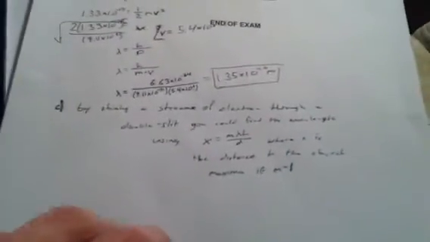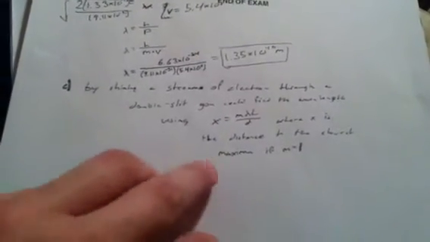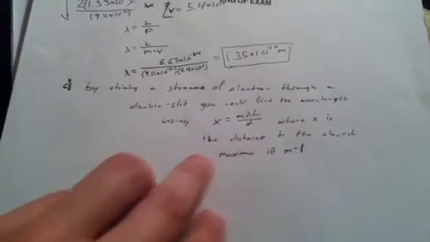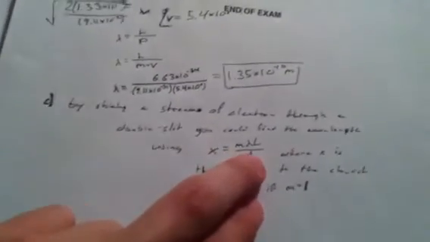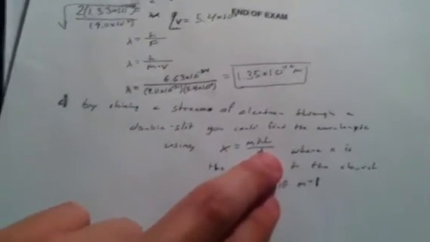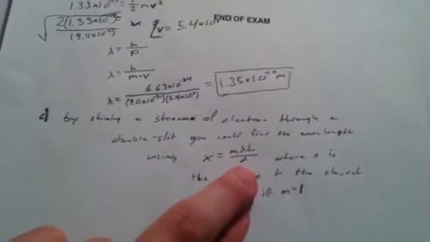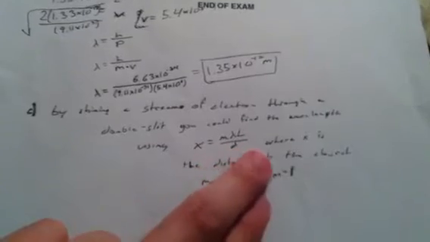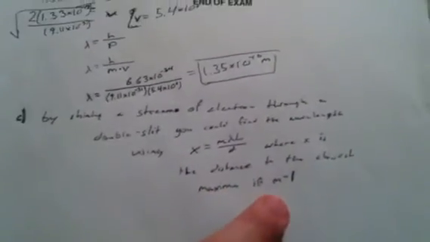And then part C asks to describe an experiment that illustrates the properties of this electron. I said you could shine a stream of electrons through a double slit, and you could find the wavelength using the equation x equals m lambda, or m wavelength times the distance from the screen to the slits, divided by the distance between the slits, where x is the distance to the closest maxima if m equals 1. So that's what I did.